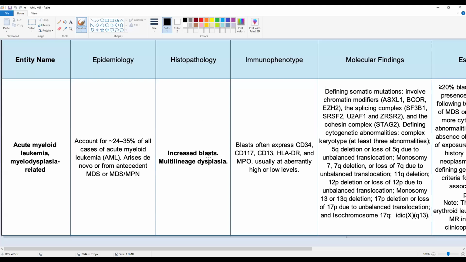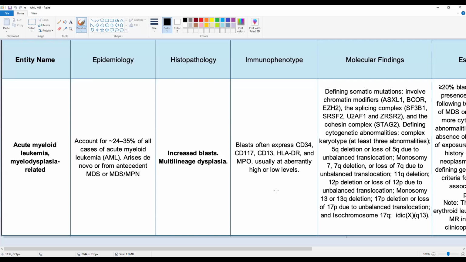Now, let me take you back to our presentation. So we said morphologically you want to see increased blasts, and in this case we saw circulating blasts in the peripheral blood. The bone marrow showed increased blasts as well, both in the aspirate smear as well as the core biopsy, and we did CD34 immunohistochemical stain that highlighted these blasts.